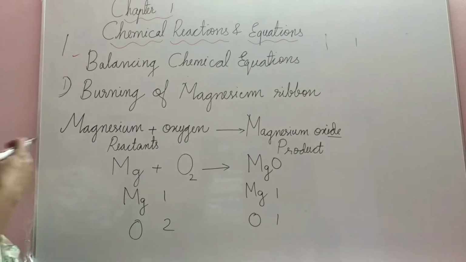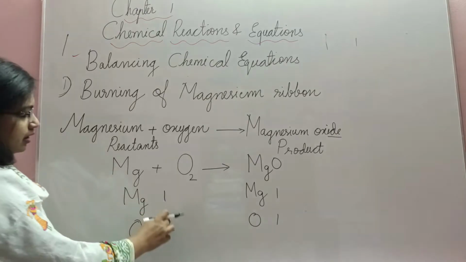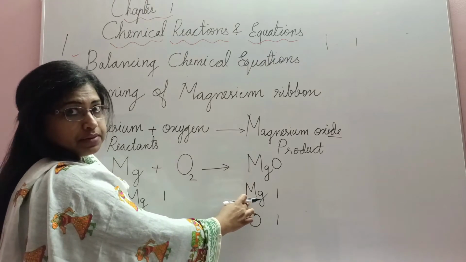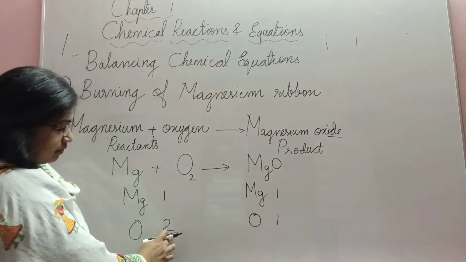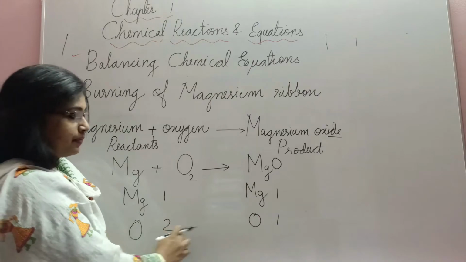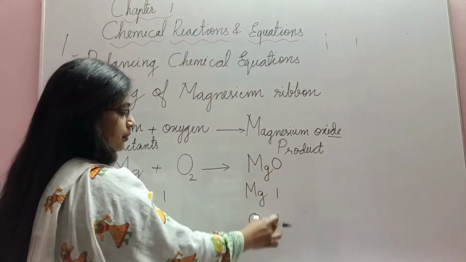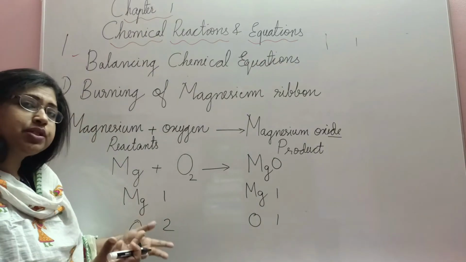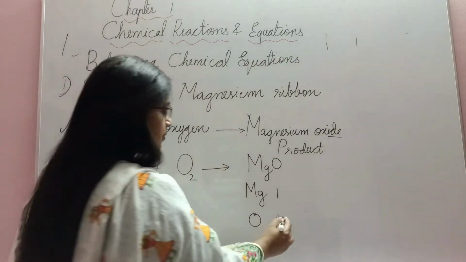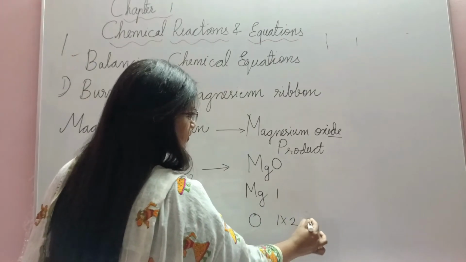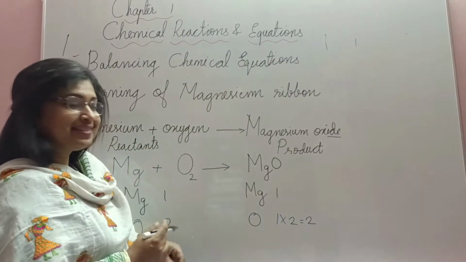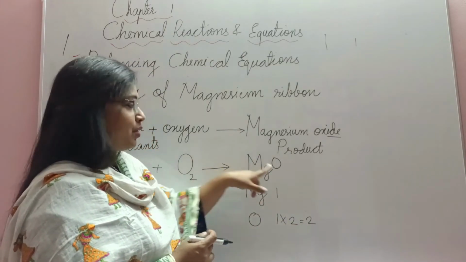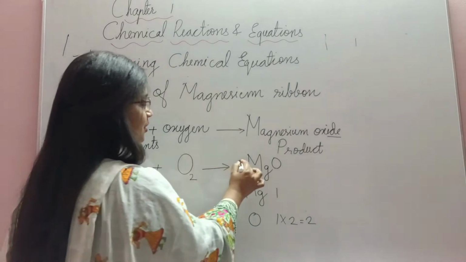Look, here the number of magnesium atoms are the same, but the number of oxygen atoms are not the same. On the right hand side, that is on the product side, there is only one oxygen atom. Here there are two. So what to do? Multiply this by 2. Then we need to put this 2 here. Oxygen is present in this compound. Look, 2.